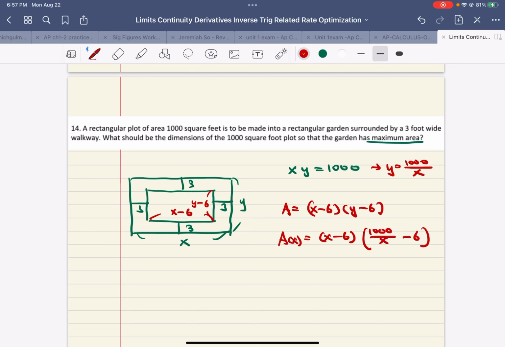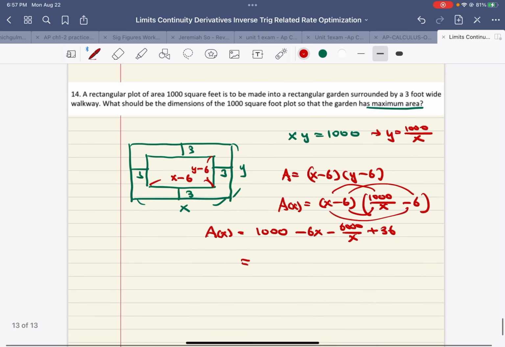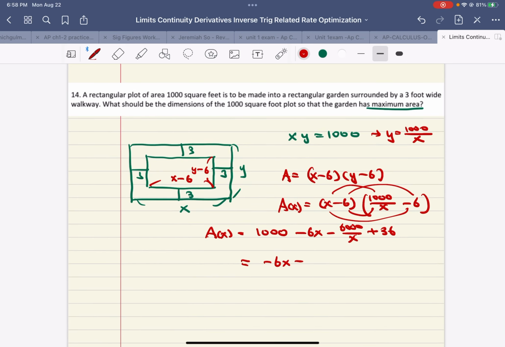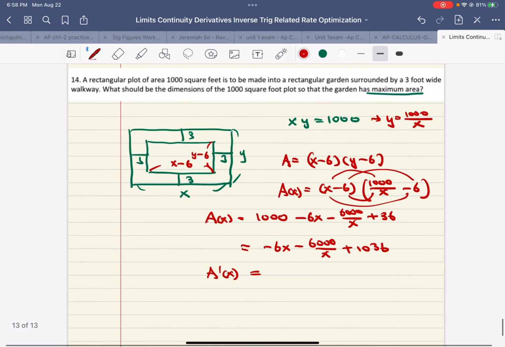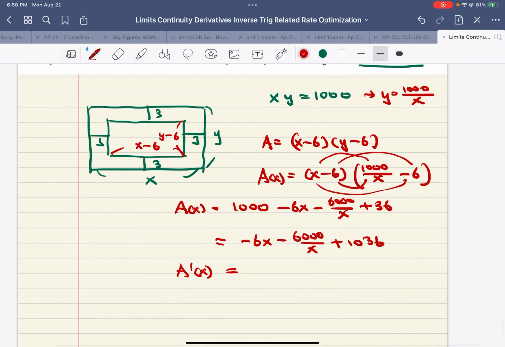Okay. Now you distribute. So your A of x, FOIL it out. So this times this, just 1,000. And this times this, minus 6x. Minus this times this, 6,000 over x. Last one, plus 36. So you can collect like terms: negative 6x minus 6,000 over x plus 1,036. Now you take a derivative to find the critical value. Always the same rule. After you set up, you take a derivative.